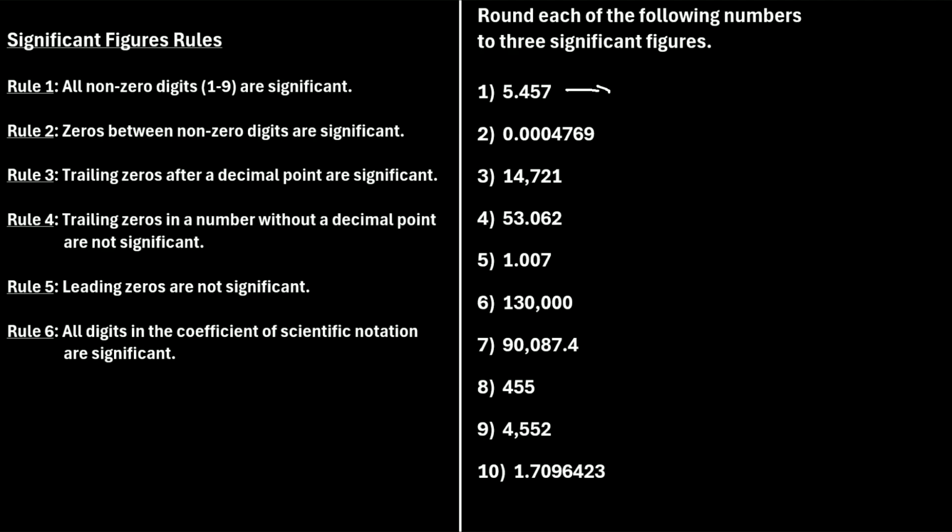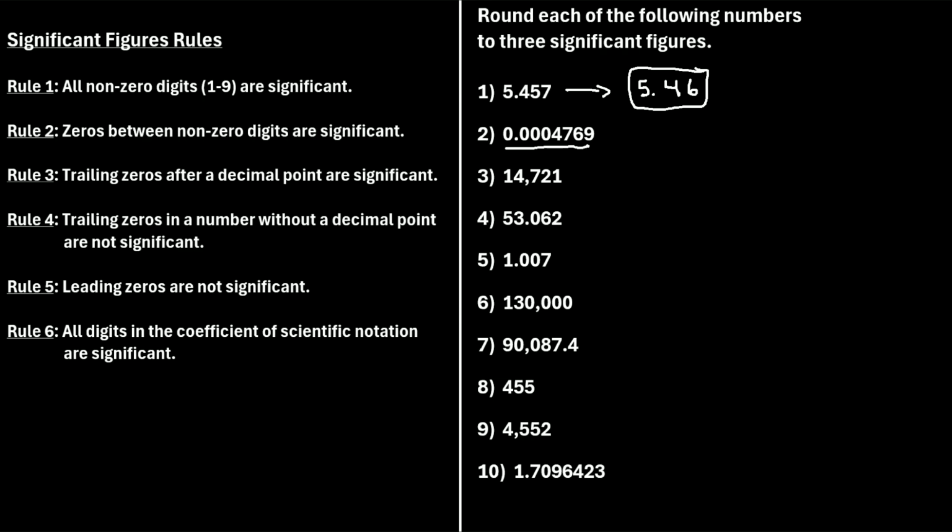So our final answer is going to be 5.46. So we rounded this up to a 6. So this is how we can round this number to 3 significant figures. And what we'll notice is that this result right here, this number 5.46, it has 3 significant figures, which is exactly what we wanted. Okay, now let's take a look at example number 2. Let's round this number to 3 significant figures.